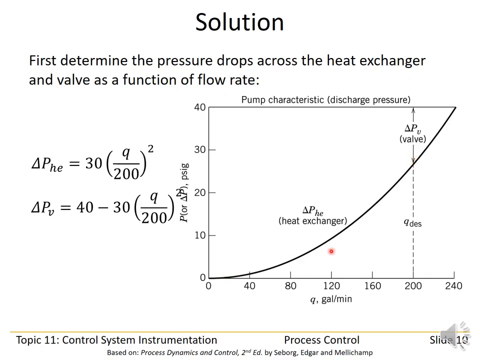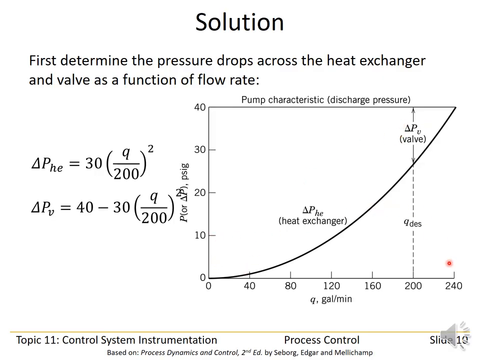Okay, it makes sense that the pressure drop across the heat exchanger should increase as the flow rate increases, but it might be surprising that the pressure drop across the valve decreases as the flow rate increases. The reason for this is that a change in the flow rate of liquid through the system corresponds to opening or closing the valve. If I close the valve completely, then the flow rate through the system is 0. The pressure drop across the heat exchanger is 0, and the entire 40 psi-G pressure drop is across the valve.